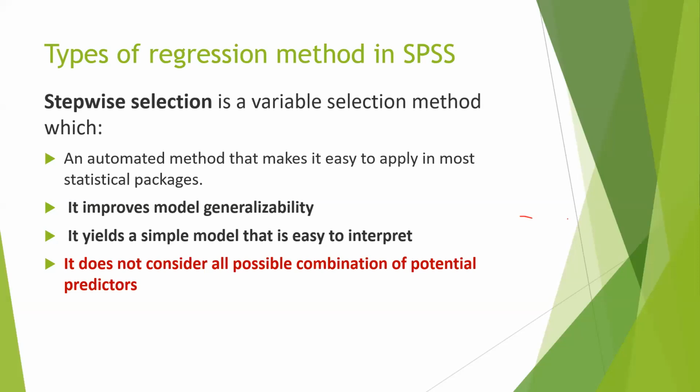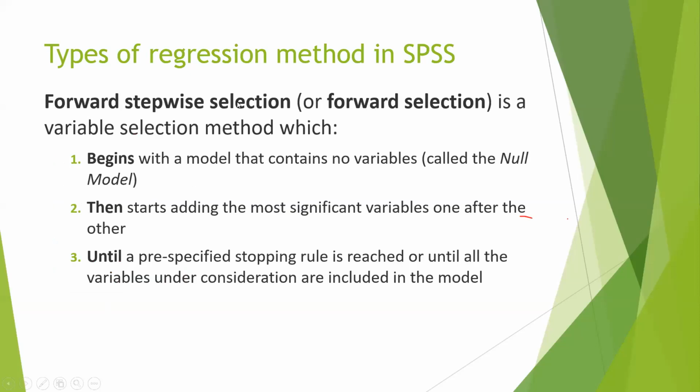But as a clinician or as an investigator or as a researcher, you have to take a call. No, this is a very important factor that has to go into the model. Then if you are using stepwise, you are going to lose that information. So in that case, you should not use the stepwise selection. Otherwise, let's understand the second method, which is forward stepwise selection.